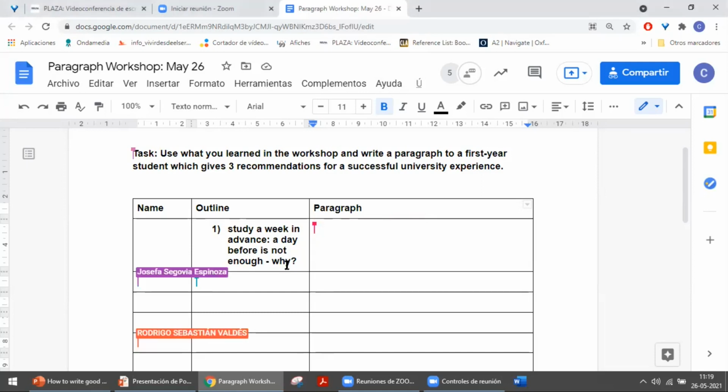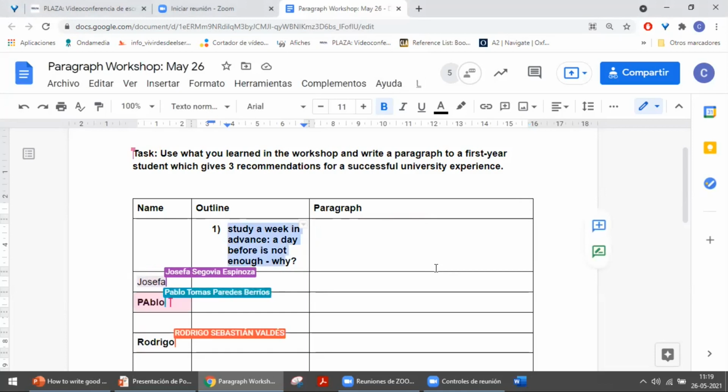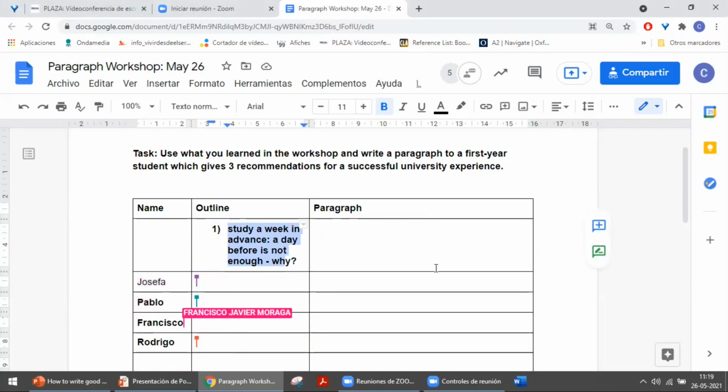This is only an example. Por ejemplo, digo ya, first study a week in advance. I don't know, maybe more. And then make sure you explain it. No es que escriban todo, el outline es puro punteo nomás, ¿ya? Cada uno lo hace a su manera, pero tiene que haber algo aquí al medio, ¿ya? Para que se note que planearon y después el párrafo, ¿ok? Get to work, you have 10 minutes.